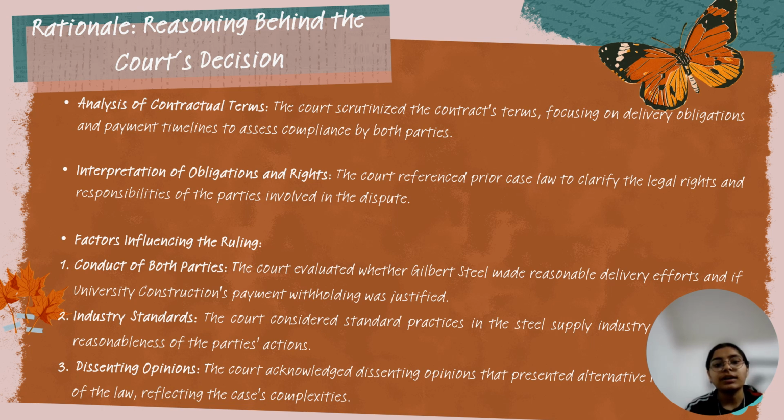And now I'll talk about factors influencing the ruling. The first is conduct of both parties. The court evaluated whether Gilbert Steel made reasonable delivery efforts and if University Construction's payment withholding was justified. Second, industry standards. The court considered standard practices in the steel supply industry to assess the reasonableness of the parties' actions. And the third is dissenting opinions. The court acknowledged a dissenting opinion that presented an alternative interpretation of the law, reflecting the case's complexities.